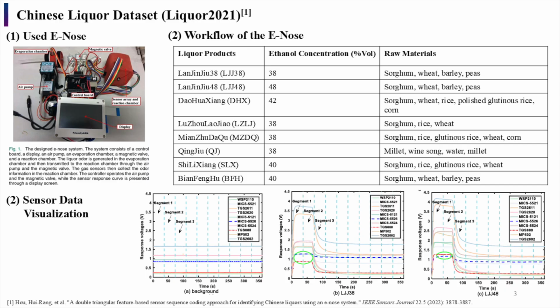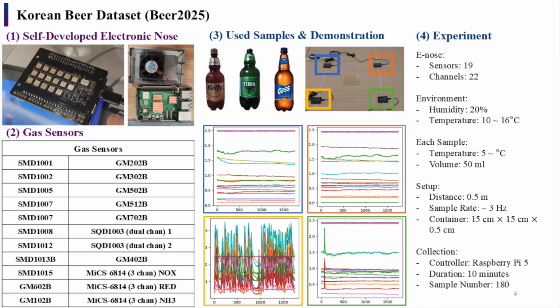Since Chinese liquors have really high ethanol concentration, and the design of the ENOS is old-fashioned, we built a new ENOS system to collect the data from Korean beers. We selected Kelly, Terra, and Cass as target beers. They have different aromas and ethanol concentrations. We used totally 15 bottles of them, 5 for each.